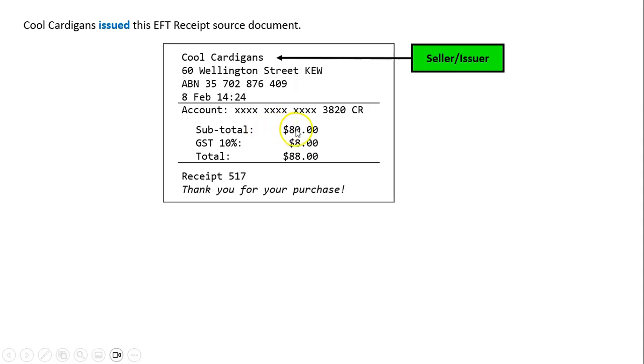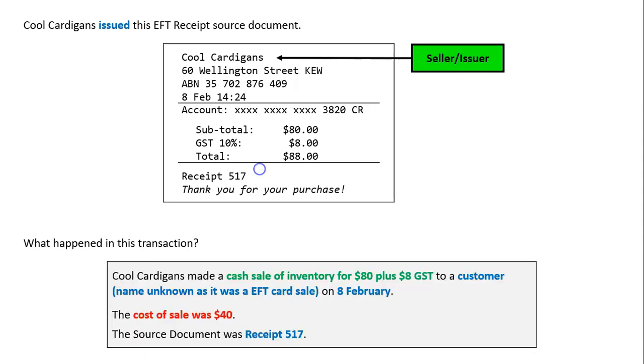So we can see here it's $80 plus GST. So we received a total of $517. What we can't see is what was actually bought by the customer. And the reason why we can't see that is that would actually be in the cash receipt, which we did in the previous video. But we can infer here that we made a cash sale of inventory for $80 plus $8 GST to a customer. We don't know the name because it looks like it was an EFT card sale. And that happened on the 8th of February, which we can see here.